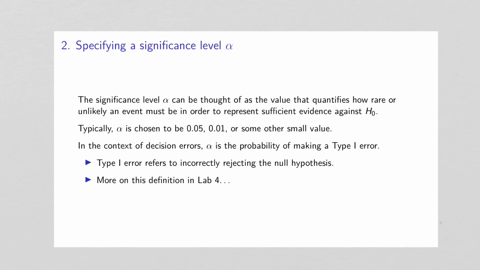The significance level can be thought of as a value that quantifies how rare or unlikely an event must be in order to represent the evidence against the null hypothesis. So typically it's 0.05 for 95% confidence, or 0.01 for 99% confidence, or some other small value. In the context of decision errors, alpha is the probability of making a type 1 error. The type 1 error is to incorrectly reject the null hypothesis when in fact it is true. It is to say that there is a difference when in fact there is no difference. It's the biggest kind of error you can make. We'll talk about this definition in lab number 4.